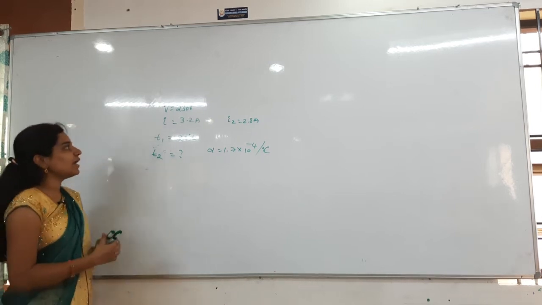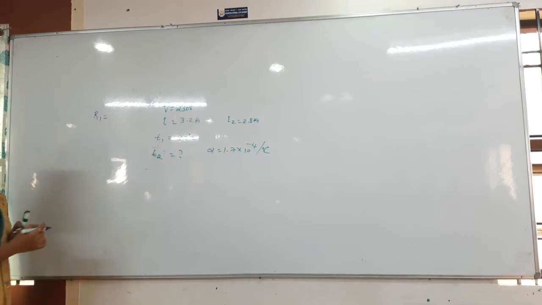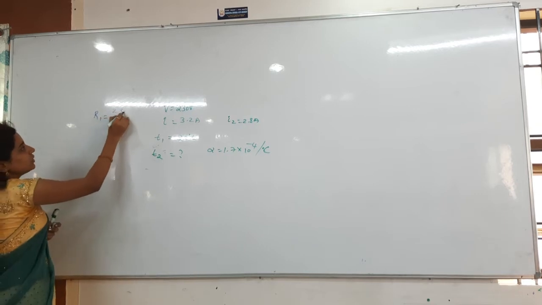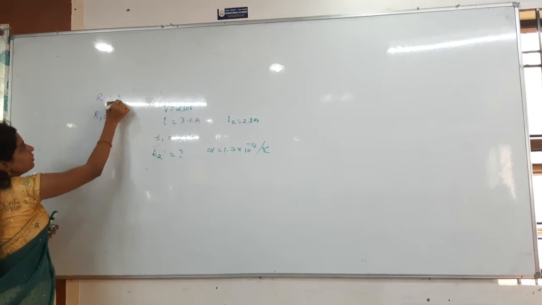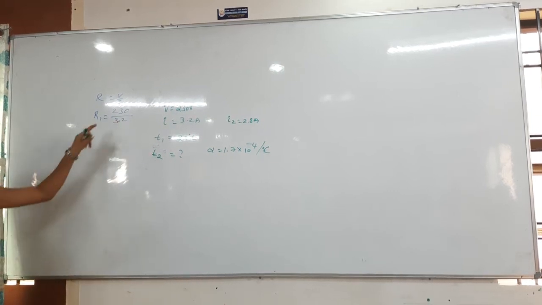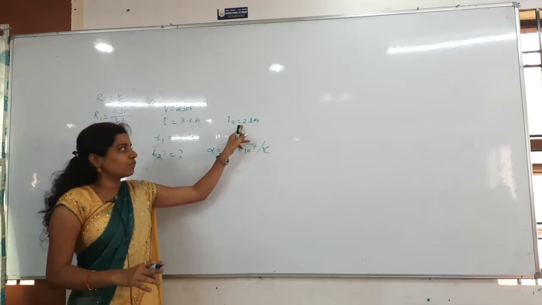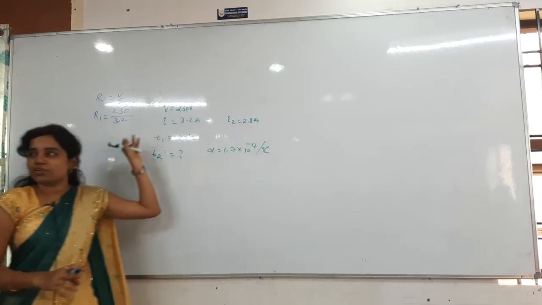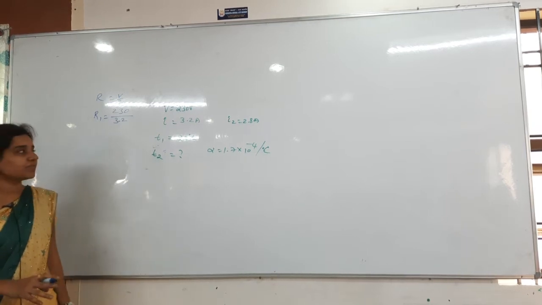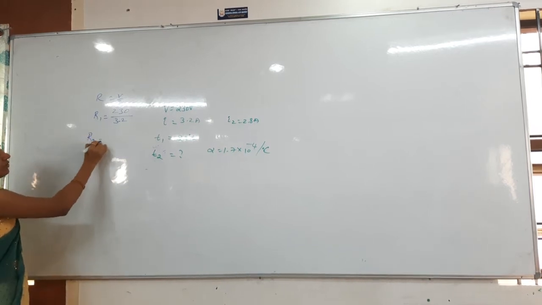So R1 at room temperature: what is the formula? V is equal to IR, so R is equal to V by I. V is 230, so you have to use 230 divided by 3.2. Keep it as it is. Why? Because here 3.2 is there and here 2.8 is there, so this can go with the 4 sevens and 4 eights. There is no need to cancel anything here. Now 230 by 3.2 is R1. Next one is R2, which you have to find out.